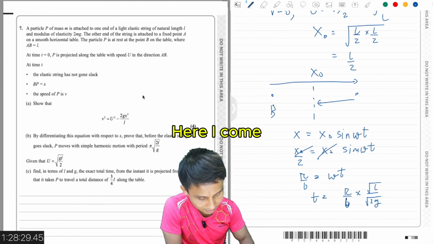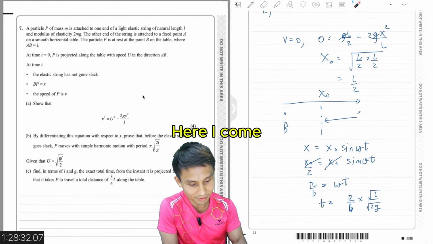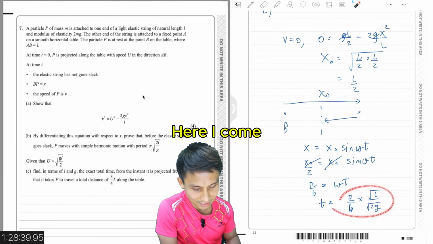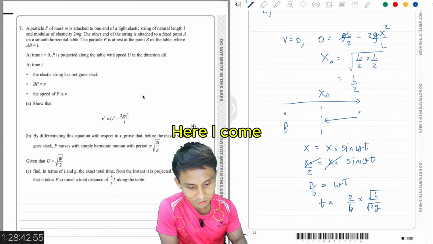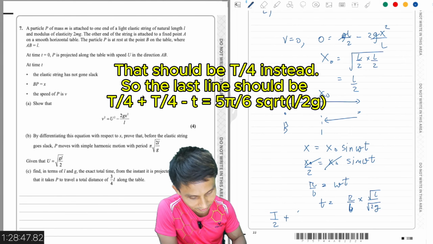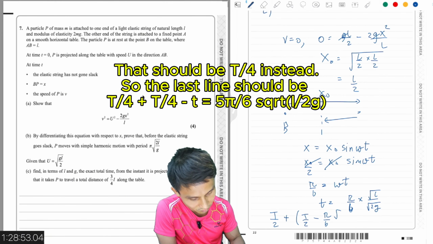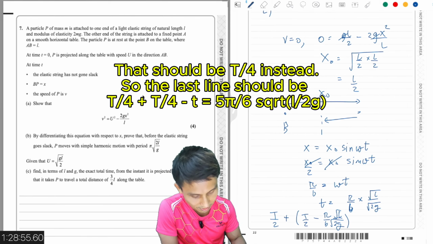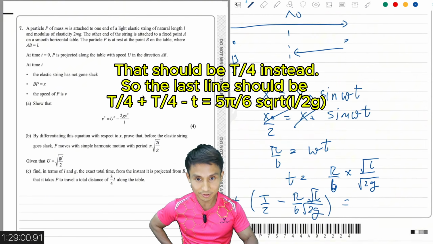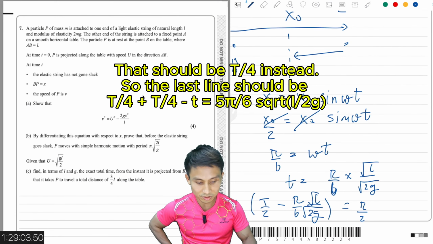And then we have to add this time. Wait, hang on. This is to that t. So we've got to do half period minus this to get the time from this to this. So the time from this to this is half the period. So it's going to be half the period plus half the period minus that pi over 6 root l over root 2g. So the period is pi, that. So I just do pi over 2 root 2l over g here.